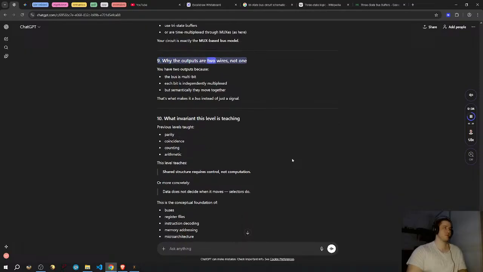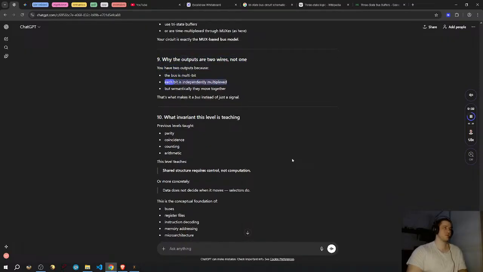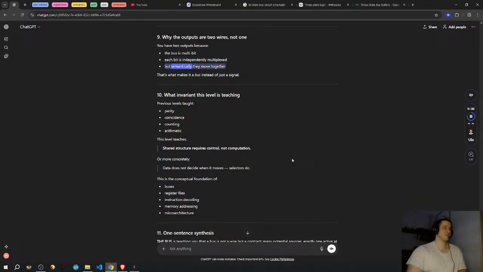9. Why the outputs are 2 wires, not 1. You have 2 outputs because the bus is multi-bit. Each bit is independently multiplexed, but semantically they move together. That's what makes it a bus instead of just a signal.